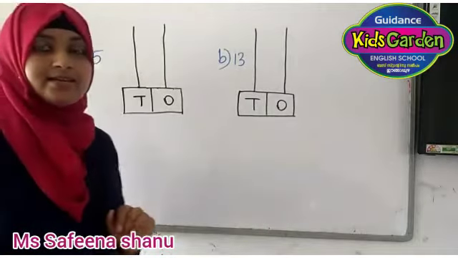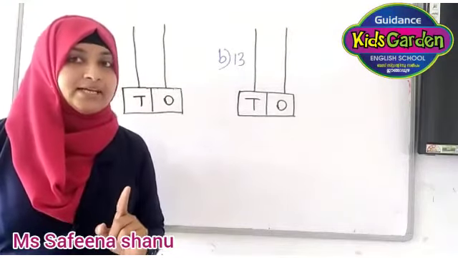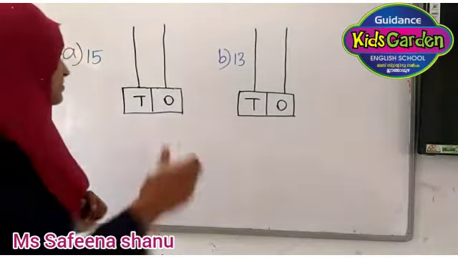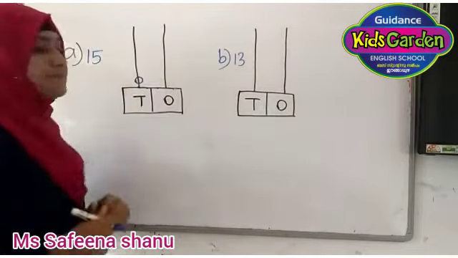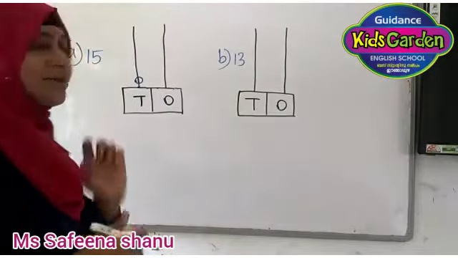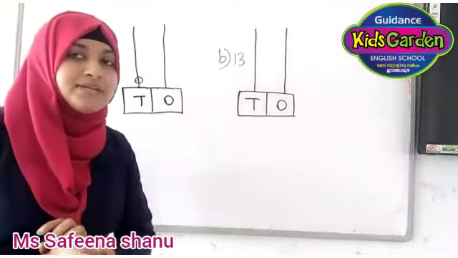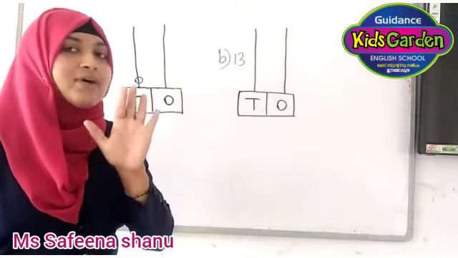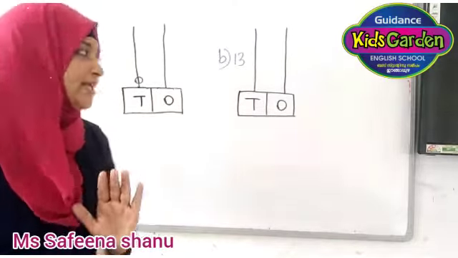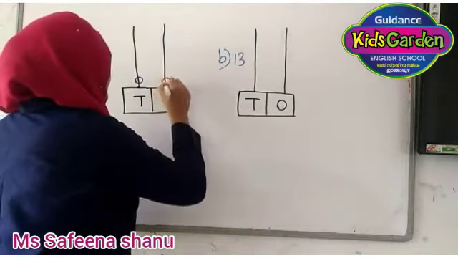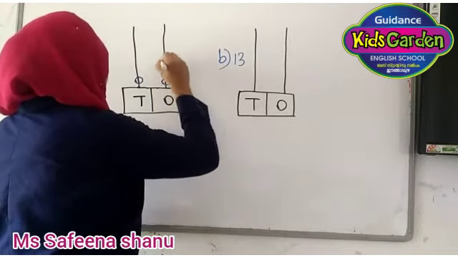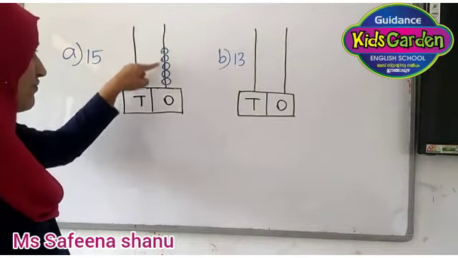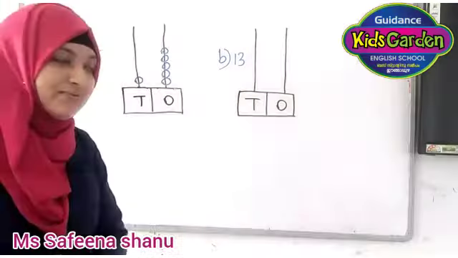First one, 15. How many tens in 15? 1 ten. We have to draw one bead here. And how many ones in 15? 5 ones. We have to draw 5 beads here. 1, 2, 3, 4, 5. 1 ten and 5 ones is equal to 15.